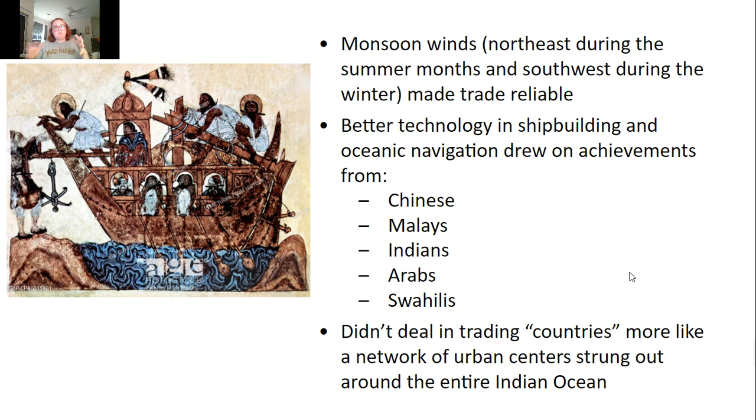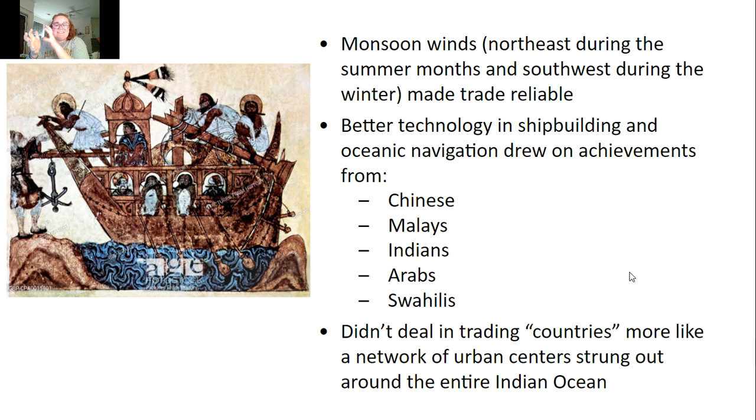So you have the monsoon winds that we talked about earlier. In the summer months, they would go from the northeast, and in the winter months, they would go southwest. This became a major player in making trade on the Indian Ocean reliable. And because of this, there was better technology in shipbuilding and oceanic navigation that drew on the achievements of the Chinese, the Malays, Indians, Arabs, and Swahilis.